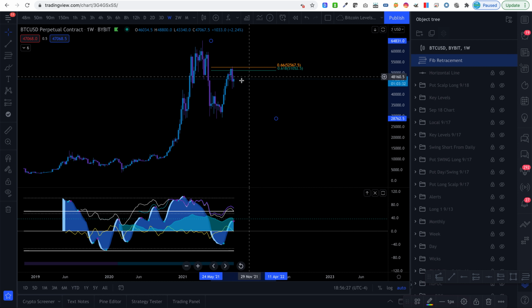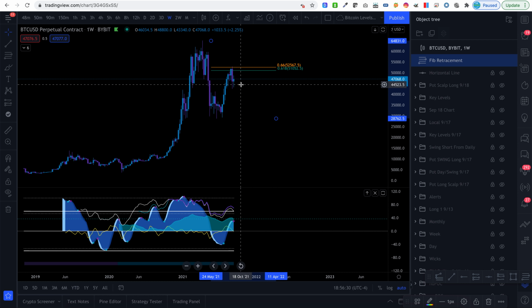This is the Fibonacci golden pocket level. Okay, now the way we can tell if it's going to be a swing trade or a scalp trade is based on the following things.